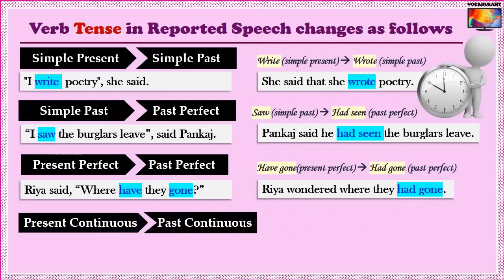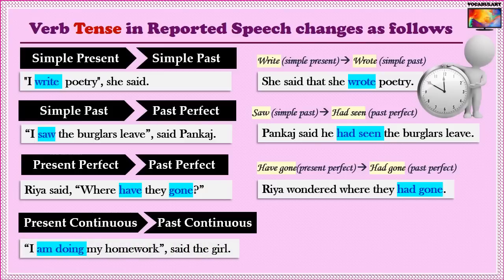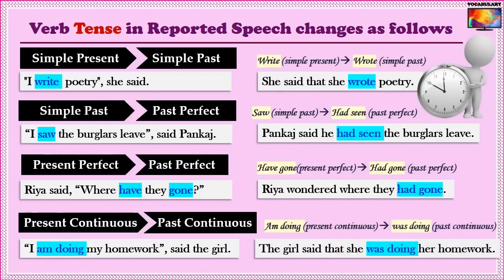Present continuous tense becomes past continuous tense. A continuous tense indicates that the action is going on at the point of speaking. Look at the following example. I am doing my homework, said the girl. The indirect speech for this is, the girl said that she was doing her homework. Am doing, which is present continuous, gets changed into was doing, which is past continuous tense.